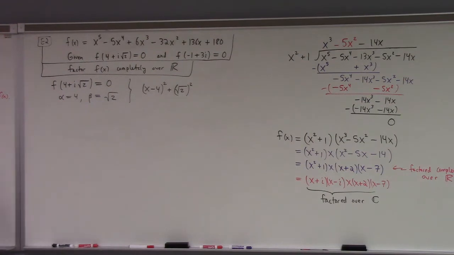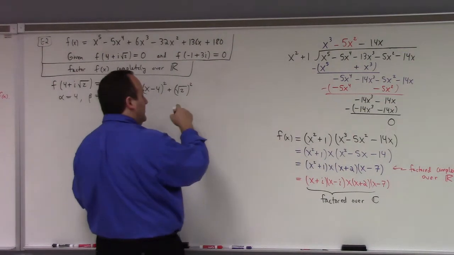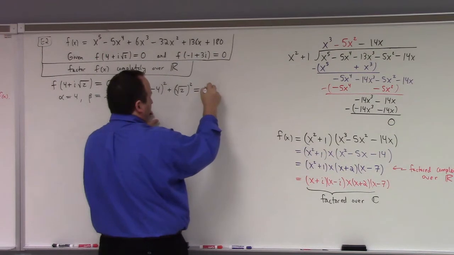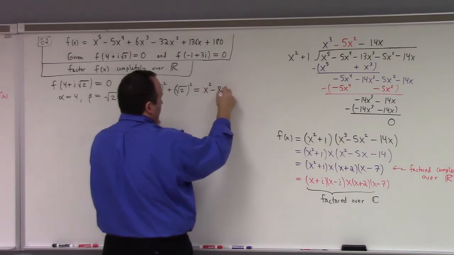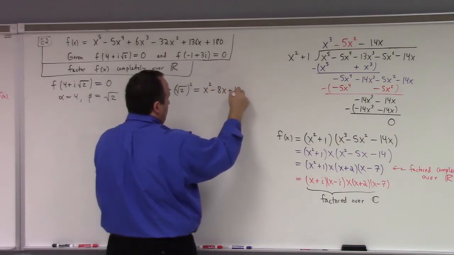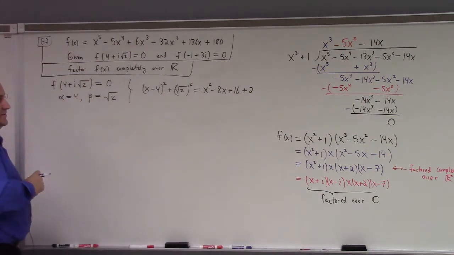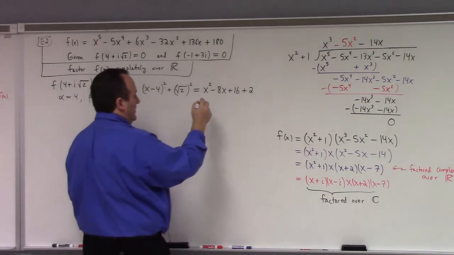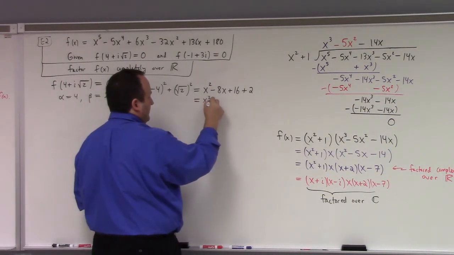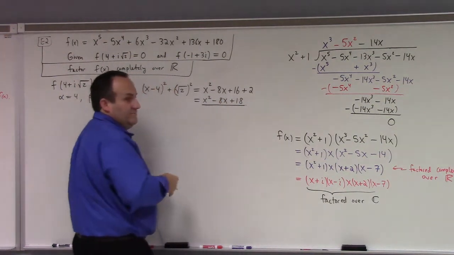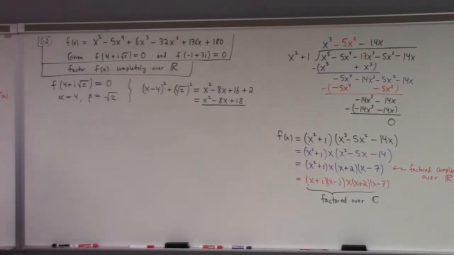It's in our best interest to FOIL that out and make it prettier for what follows, because we're going to want to long divide this into the quintic, okay? So this is going to give me x squared minus 8x plus 16 plus 2, which we can simplify to what? x squared minus 8x plus 18, right? So this is one of the factors of f of x. It's a prime factor. What else?